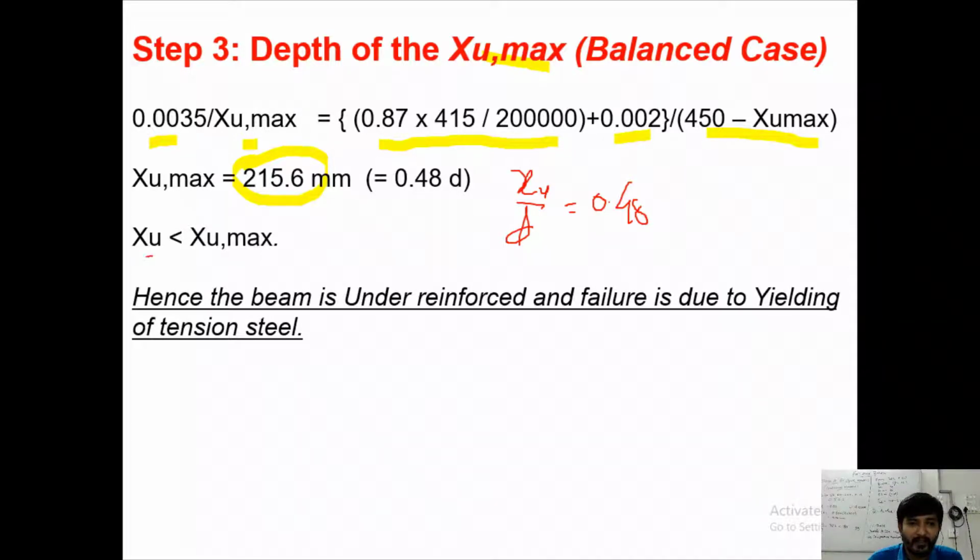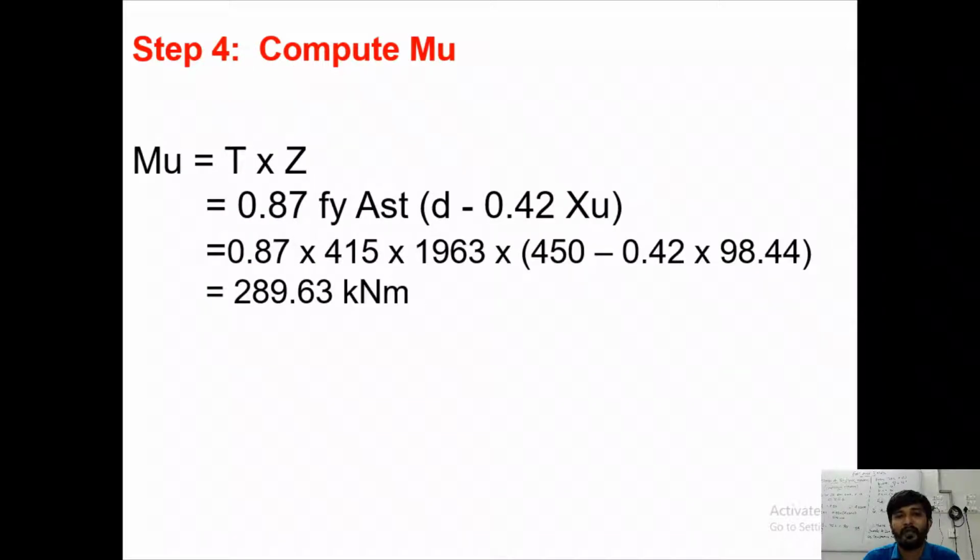So here XU is less than XU max, hence the beam is under reinforced and the failure is due to yielding of tension steel. So whenever your beam is under reinforced, then the failure will be due to yielding of tension steel always. So to calculate Mu, we can use Mu is equal to tension force multiplied by lever arm. So tension force is 0.87 Fy Ast, lever arm is d minus 0.42 XU. Right? So XU is 98.44. So if you put the values, you get Mu value as 289.63 kilonewton meter.